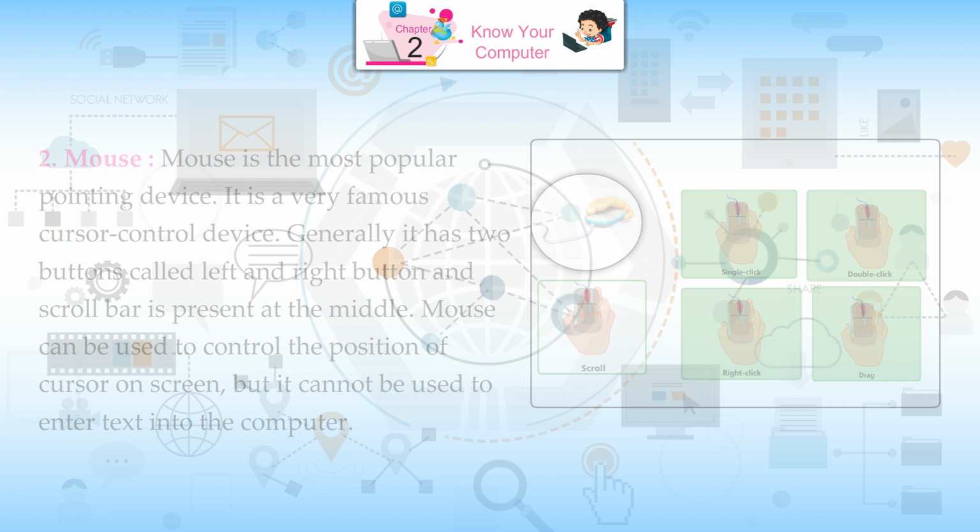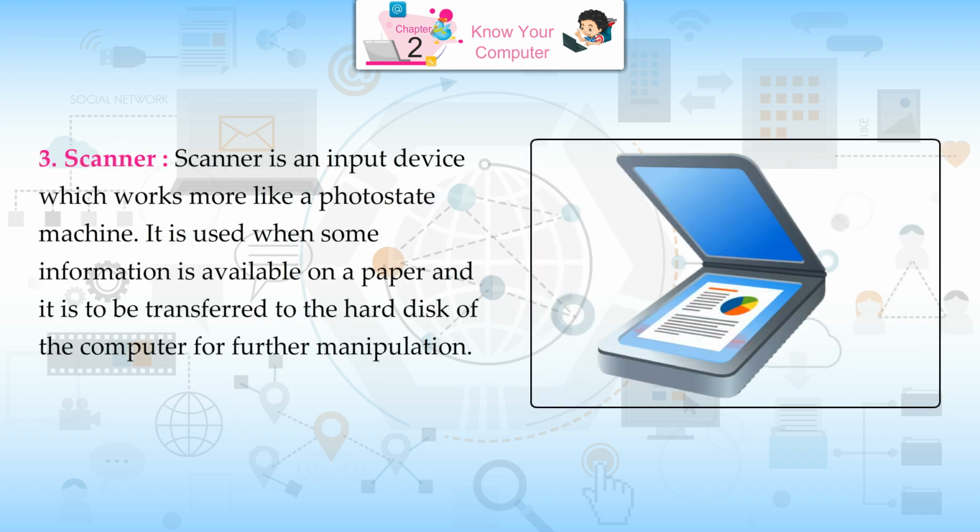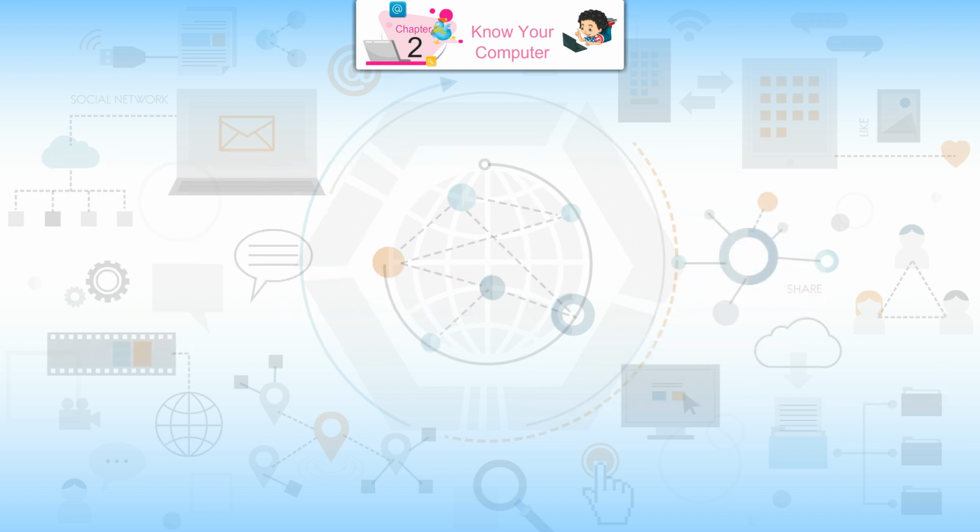Third, scanner. Scanner is an input device which works more like a photostat machine. It is used when some information is available on paper and it is to be transferred to the hard disk of the computer for further manipulation.